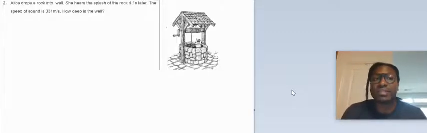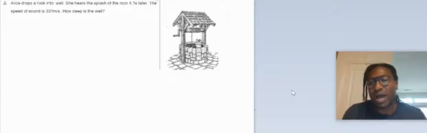We're looking at question 2. It says that Alice drops a rock into a well and she hears the splash of that rock 4.1 seconds later. The speed of sound is 331 meters per second, and it also tells you it wants to know how deep the well is. So let's think about what's going on.